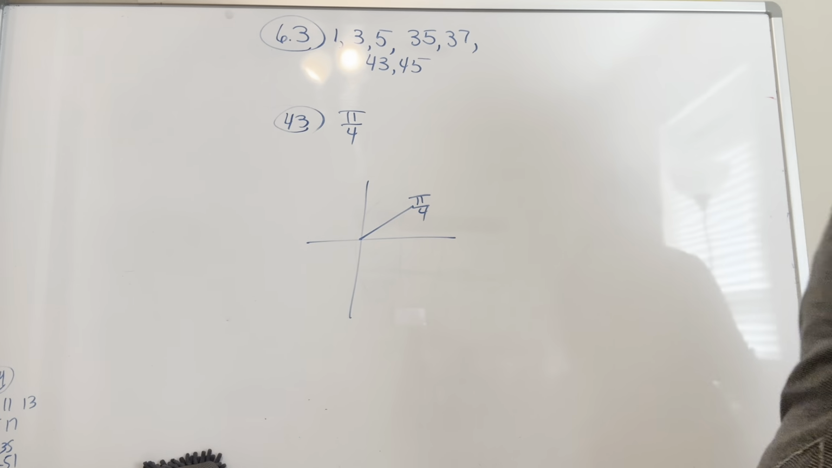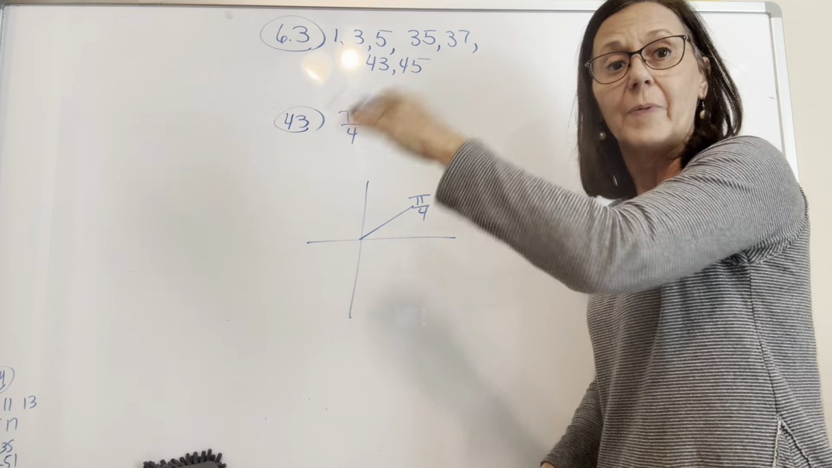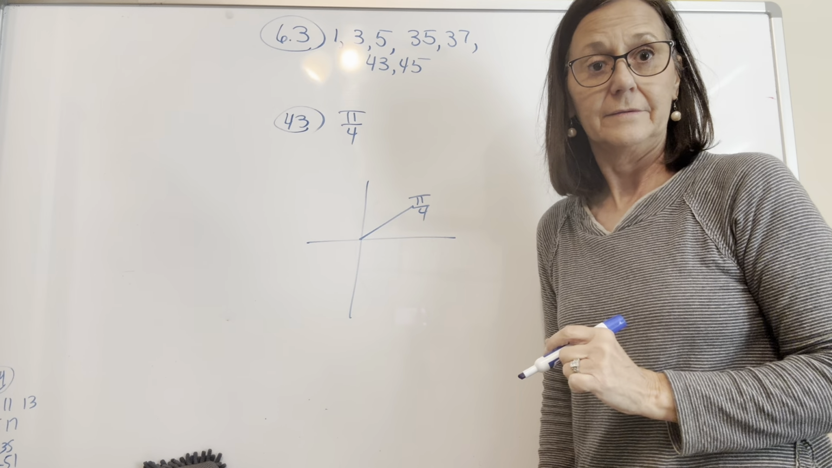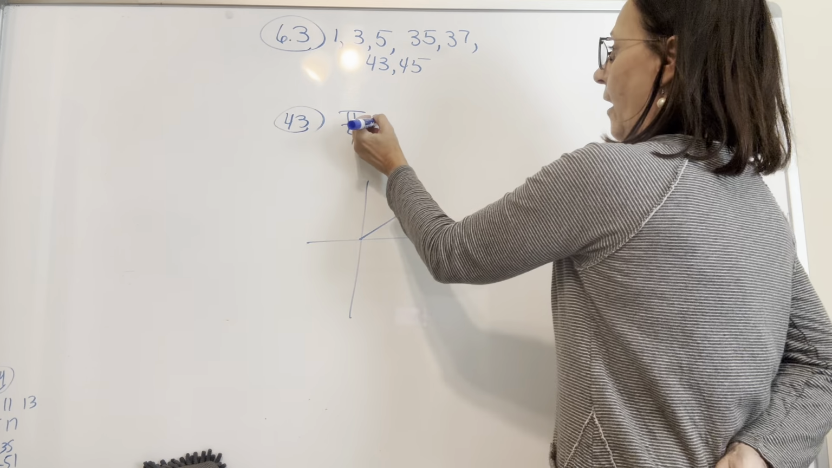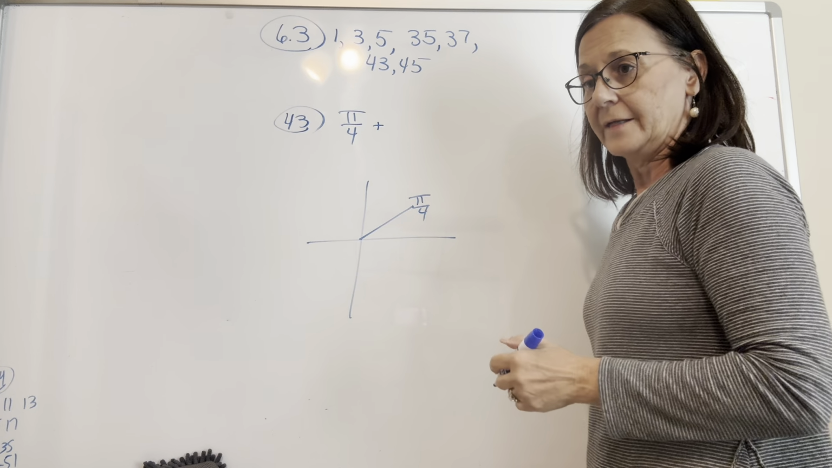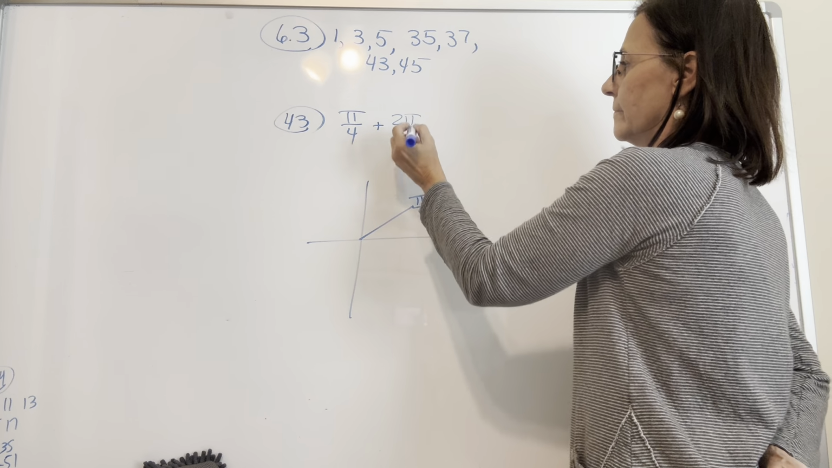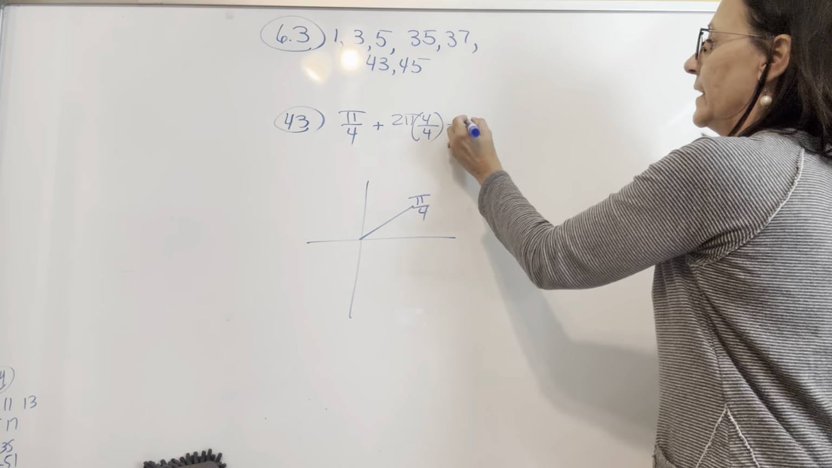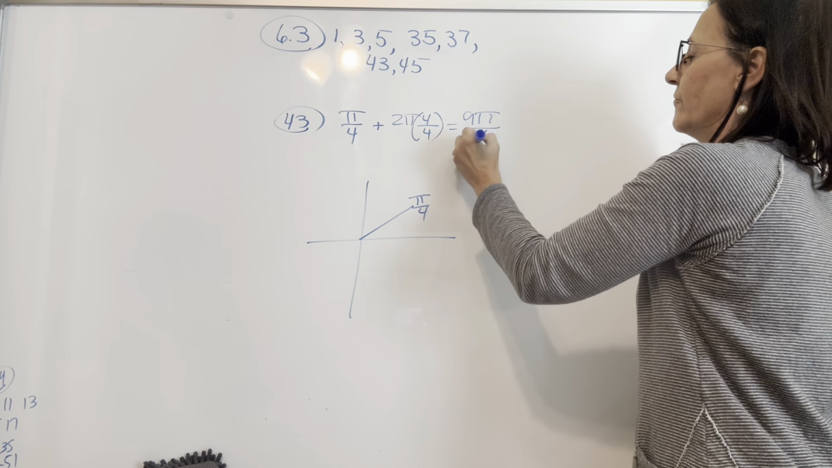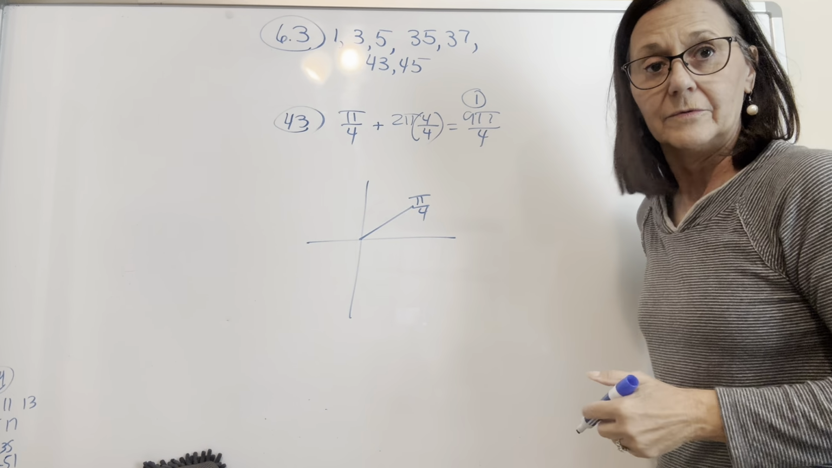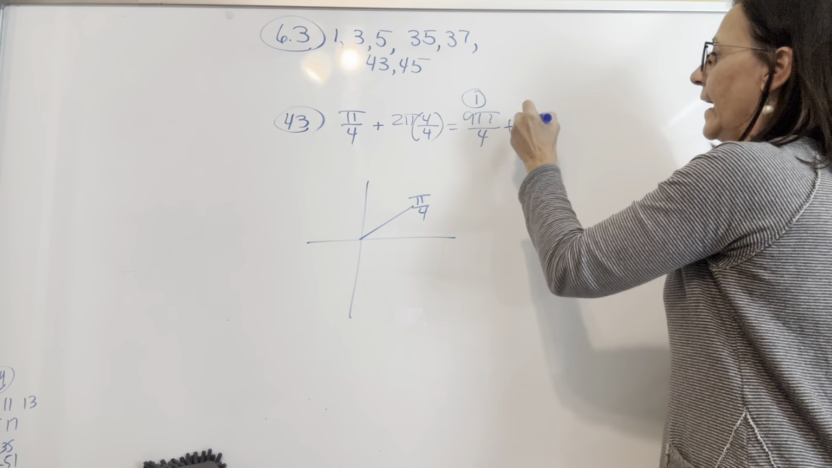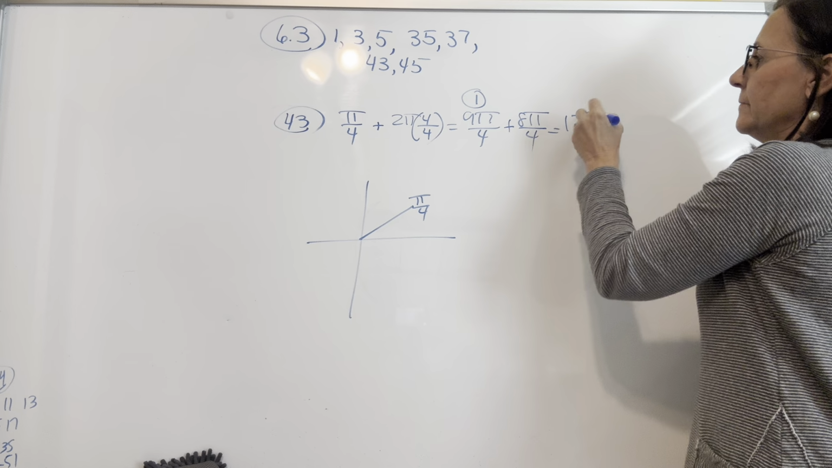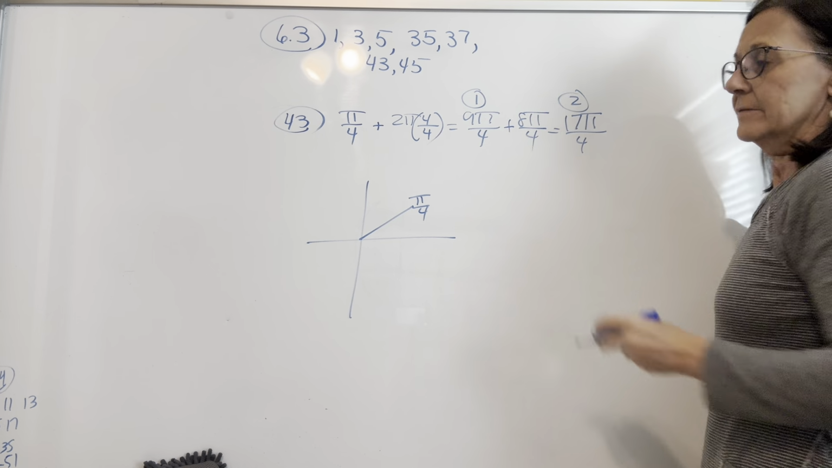So I want 4 angles. I'm gonna add 2 pi twice. I'm gonna subtract 2 pi twice. And that will give me my 4 angles. All right, so if I add 2 pi, I want a common denominator. So that's 8 pi over 4. That gives me 9 pi over 4. That's one coterminal angle. If I add another 8 pi over 4, that's 17 pi over 4. That's another one.